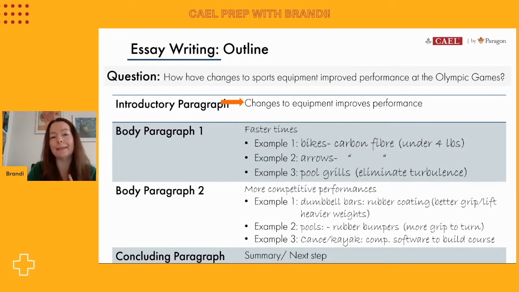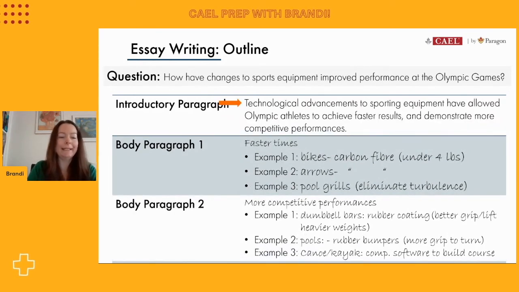This is our thesis statement. It is the answer to the question above. So let's try that. I'll show you what I've come up with. There are many ways to do this, but this is one attempt here at answering the question. So it says, technological advancements to sporting equipment have allowed Olympic athletes to achieve faster results and demonstrate more competitive performances.